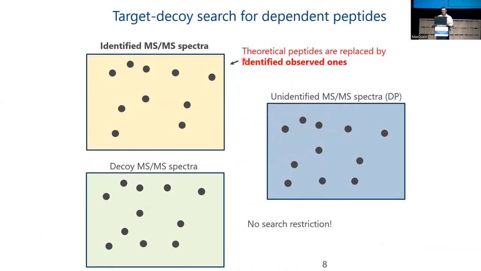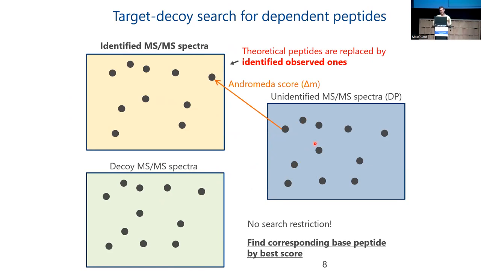On the next step in the dependent peptide search, the MSMS spectra that weren't identified in the first conventional search take the place of observed MSMS spectra. And MSMS spectra identified in the first conventional search take the place of the target database. Also from these identified MSMS spectra, we then construct decoy MSMS spectra. Now, when we compare a spectrum from unidentified space to the spectrum in identified space, we know the delta mass between them. And from that delta mass, we try to infer which modification we are working with.